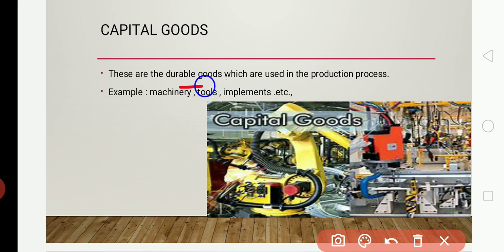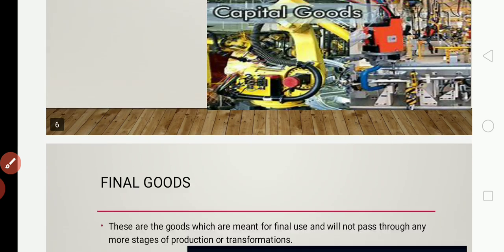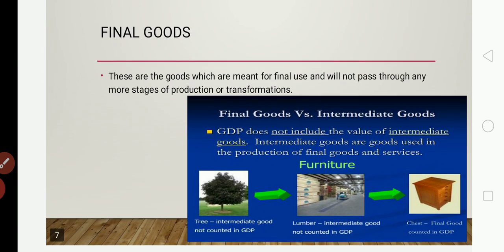So these are durable goods. I already told you what is durable and non-durable. These are the durable goods which are used in the production process. Such goods are called capital goods. Okay, so the next one is final goods.